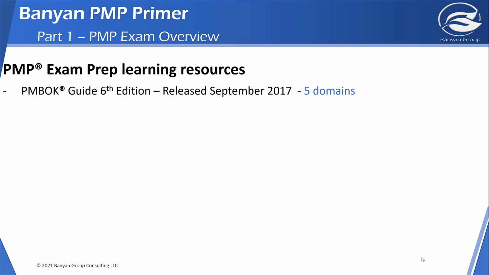The PMBOK 6th edition was released in September 2017, and it was process-oriented, very predictive in its format. It had a little bit of agile content in it, but for the most part it's very process-oriented. It had 5 domains: initiating, planning, executing, monitoring and controlling, and closing. Many of us are familiar with those. At the same time, they put out the Agile Practice Guide, which was about Agile best practices. Now, when you're preparing for the PMP exam, many people will tell you that the principal resource to study from is the PMBOK guide.